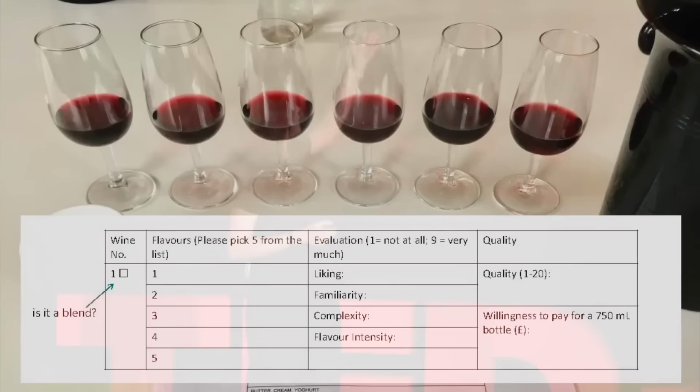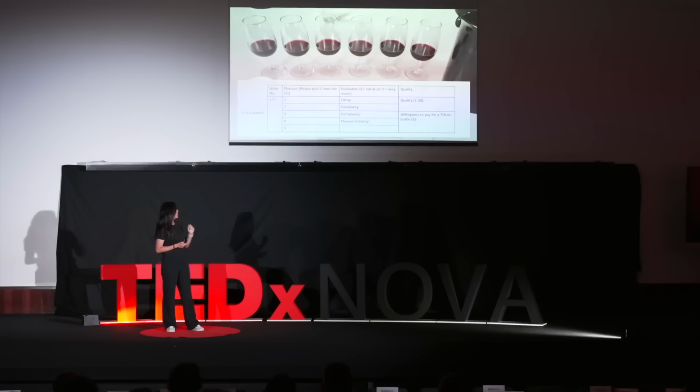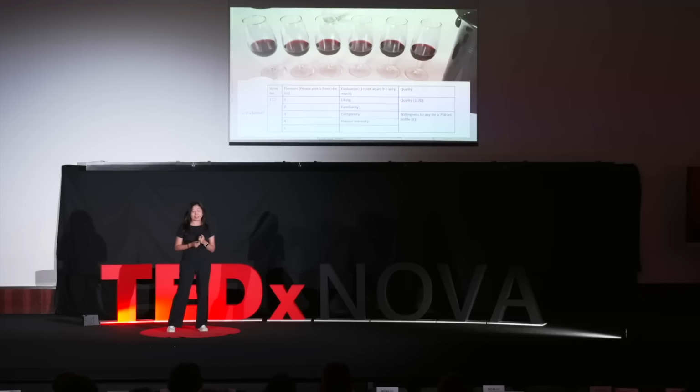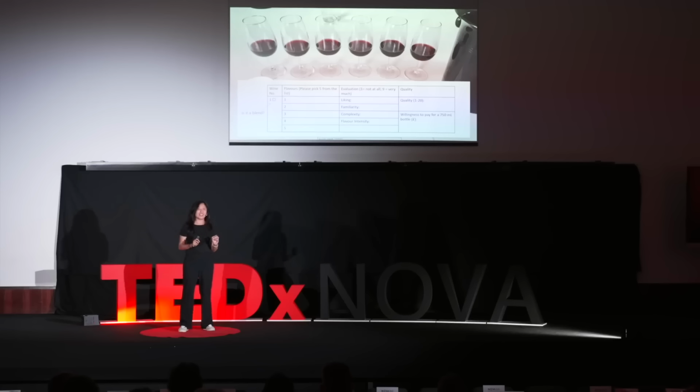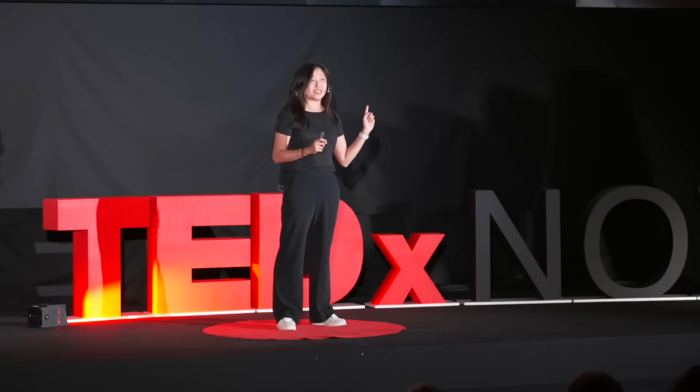And people made some ratings. For example, they had to guess whether the wine was a blend or not. They had to name the flavors, and then they evaluated the wine based on things like liking, familiarity, complexity, flavor intensity, quality, and willingness to pay. So I want you all to just take a moment and think. Do you think that people could actually tell in a blind tasting which were blends and which were single varieties?